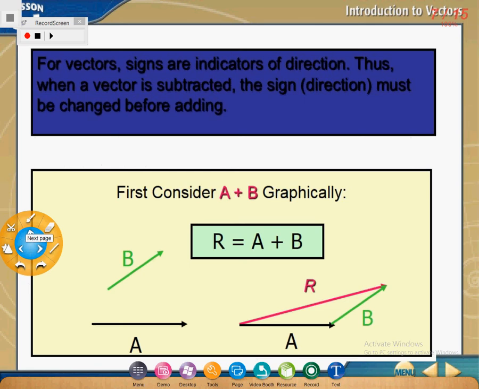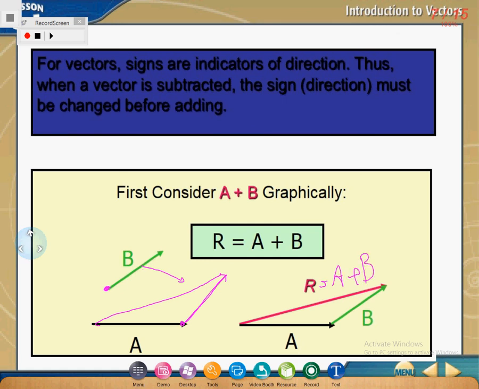Okay, let's take this exercise. First, we want to find A plus B graphically. This is A and this is B. I told you that you can drag this B here, so you will have the initial point here with the terminal point here, and then you can find the resultant. That's exactly what we have here. Be careful with the measures. You can use a ruler, and this is R, which is A plus B.